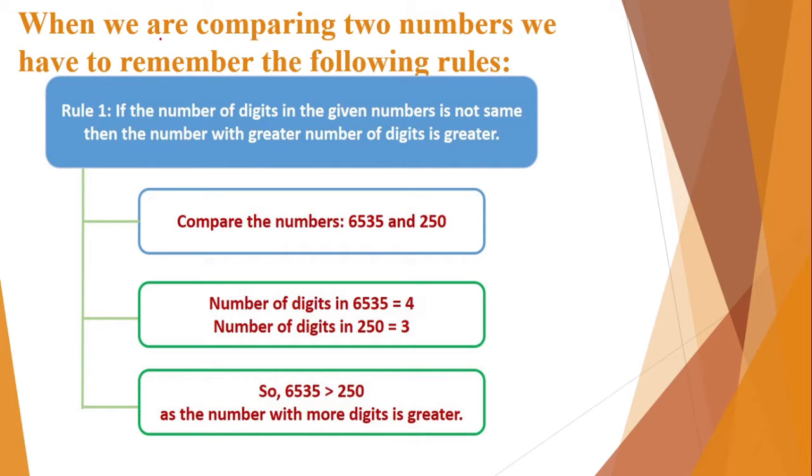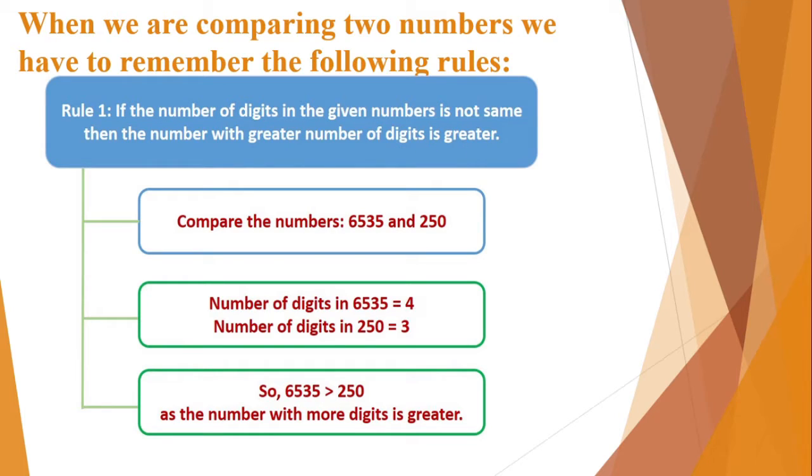When we are comparing two numbers, we have to remember the following rules. So to compare numbers, we have a set of rules. When we follow the rules, we can compare numbers easily. So the first rule says, if the number of digits in the given number is not same, then the number with greater number of digits is greater.